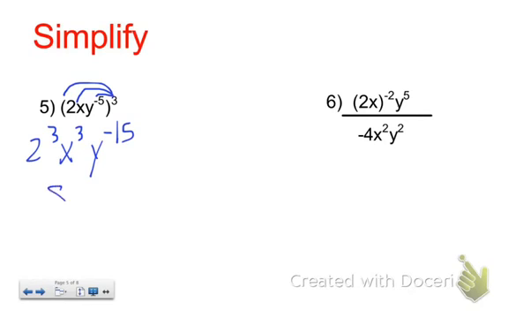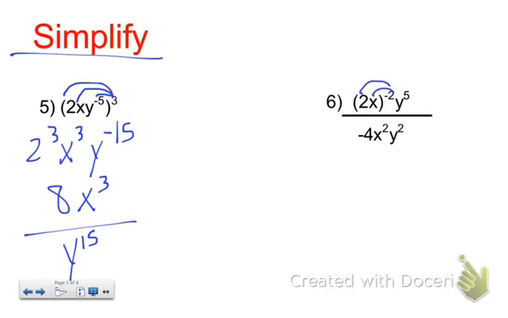And now to simplify, 2 cubed is 8. X cubed can stay, but then y to the negative 15th can go to the denominator so that it's positive. So if you left y to the negative 15th, it's not that you're wrong, but remember we're trying to simplify, so it's not all the way simplified until you've gotten rid of all of your negative exponents.